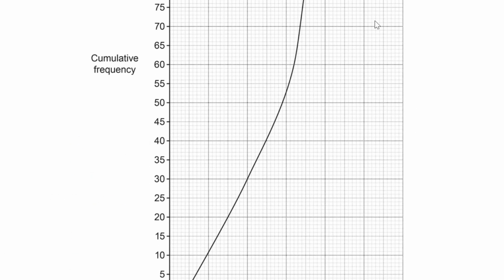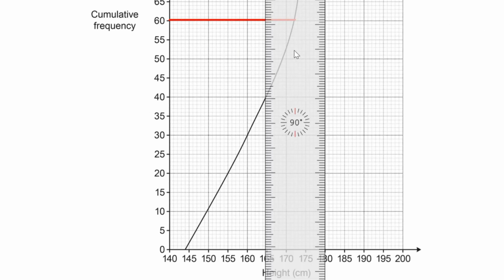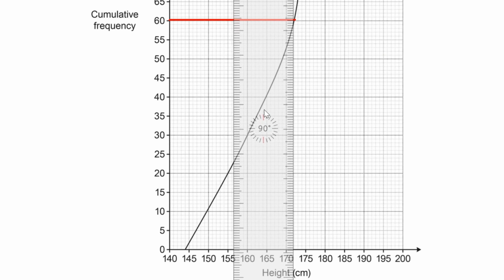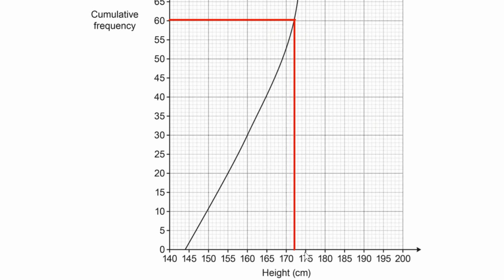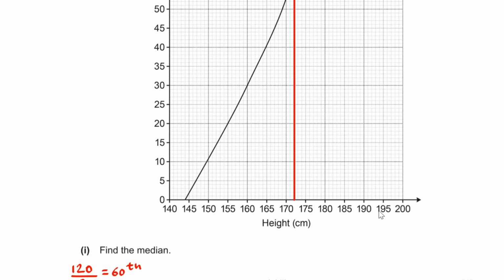So if we go across over here from 60 to the line, and then from here we'll go down to find out the corresponding value. So if we draw a line down from here, what you can see is the median is 172.